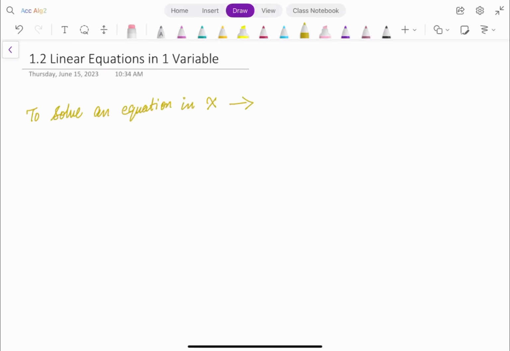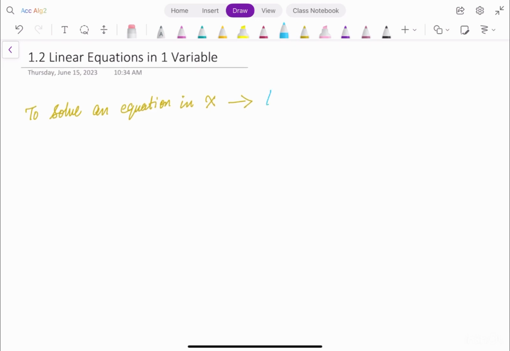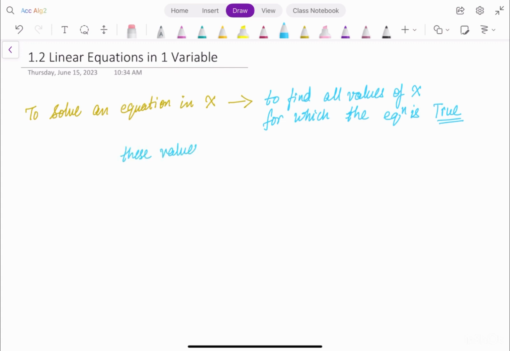Hello, welcome back. Today we will be talking about linear equations in one variable, and this is chapter 1.2 from Algebra and Trigonometry, Ron Larson. To solve an equation in x, we are looking to find all the values of x for which the equation will be true. These values are nothing but the solution of the equation. Right, this is the main gist. Whenever they ask to solve for x, this is what we are looking for.